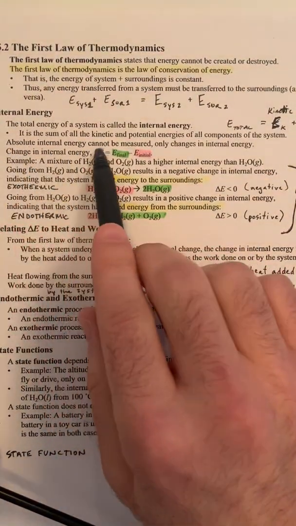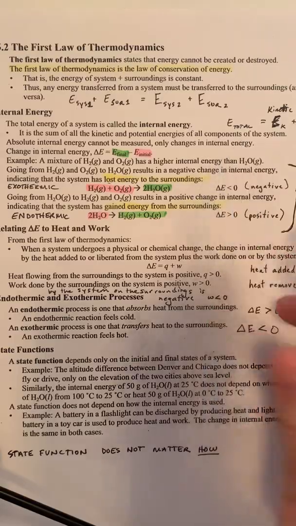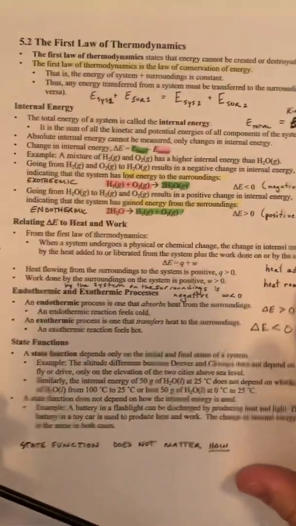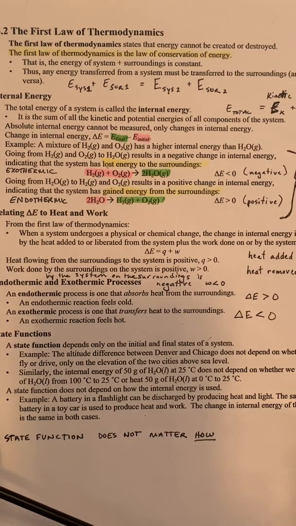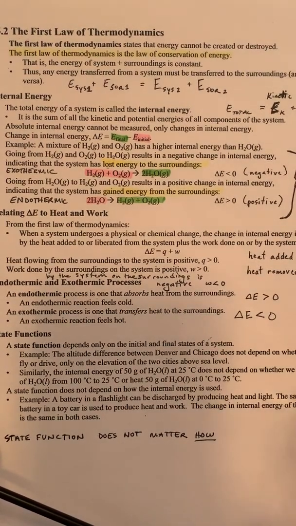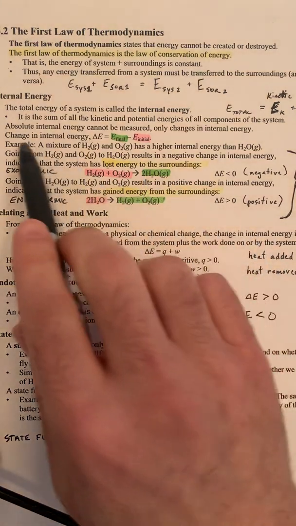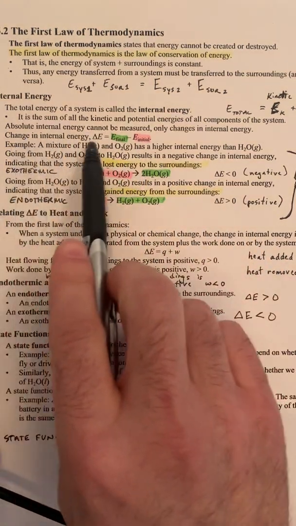Absolute internal energy cannot be measured, only changes in it. We're not really going to worry about that. It's one of those things like Heisenberg's uncertainty principle: you can't know both the location and the movement of a particle at the same time. We're not going to worry about that too much right now.